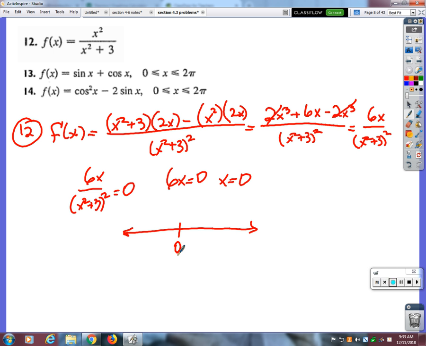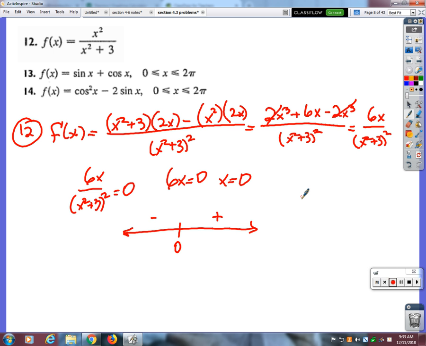All right, pick a number. 1, plug it into what? The derivative. So if I plug that into the derivative, the top is going to be positive, the bottom is going to be positive, so the whole thing is going to be positive, which means the other side is going to be negative. Shade in, unless it's a double 0.